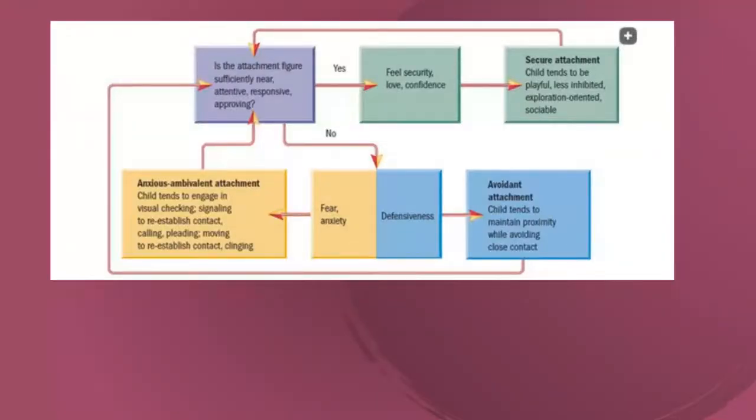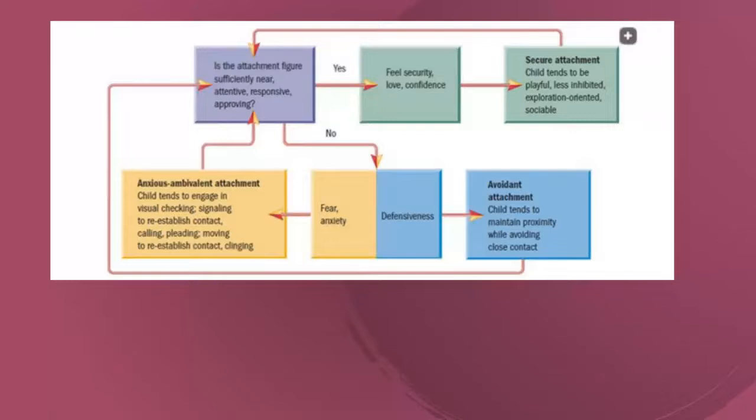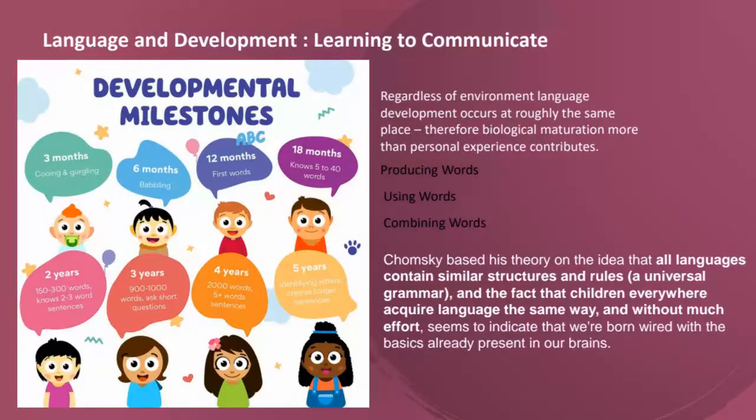And this is just from your textbook, and it really is a little diagram that shows how attachment can be developed in children. I popped it in there just so you can have a look at it in your book, and it gives you a nice way to understand it. Language, again, is about children learning to communicate.